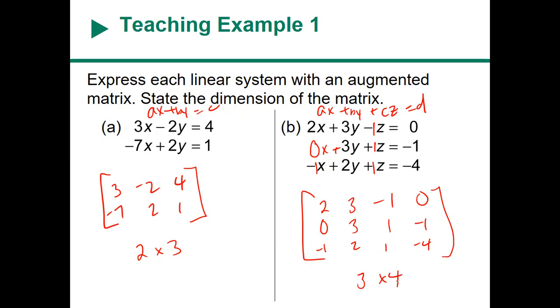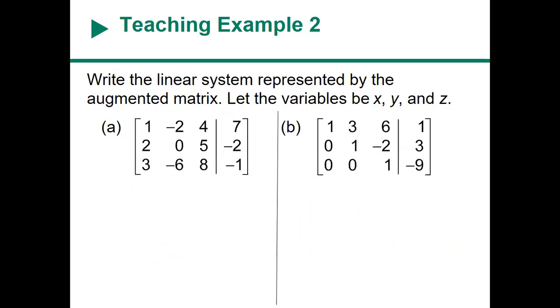Okay. How do you feel about converting between systems and matrices so far? Easy conversion? Doable? Cool. All right. Can you go the other way? If I give you a matrix, can you write it as a system? Yes. So remembering, it's always your X, your Y, your Z, your constant. Your X, your Y, your Z, your constant.